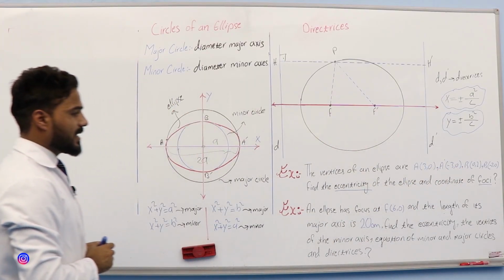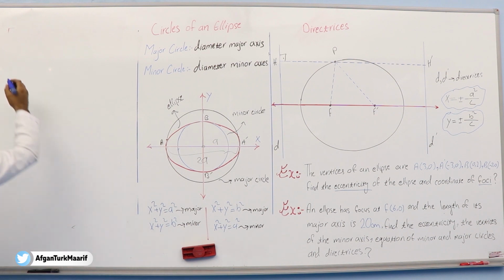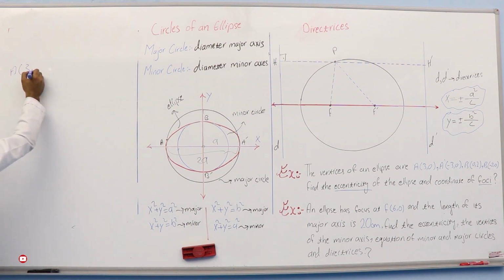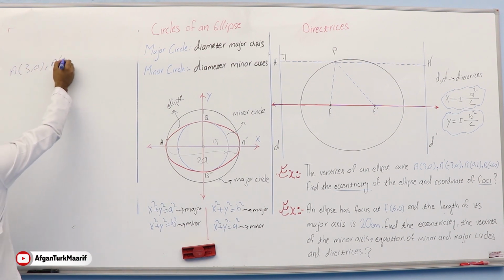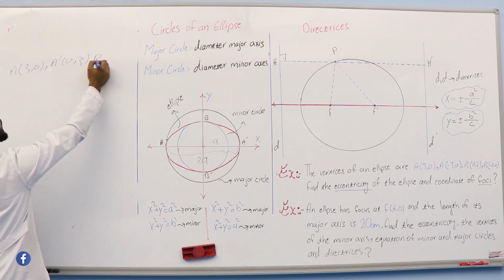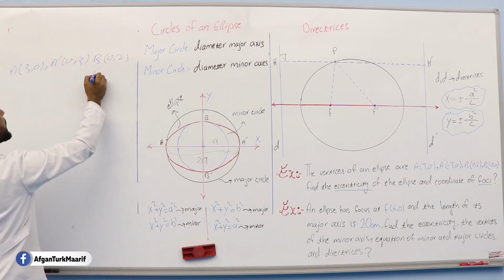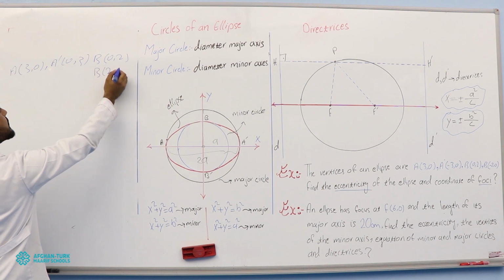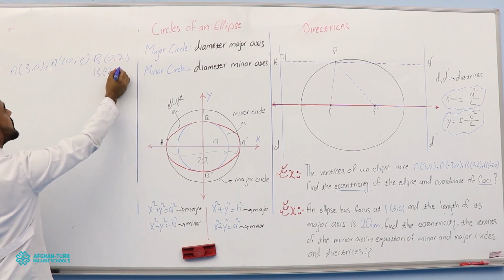Find the eccentricity of the ellipse and coordinates of foci. So the vertices are A is 3 and 0, A prime is minus 3 and 0, B is 0 and 2, and B prime is 0 and minus 2.